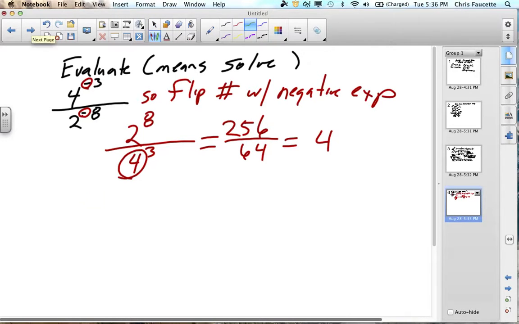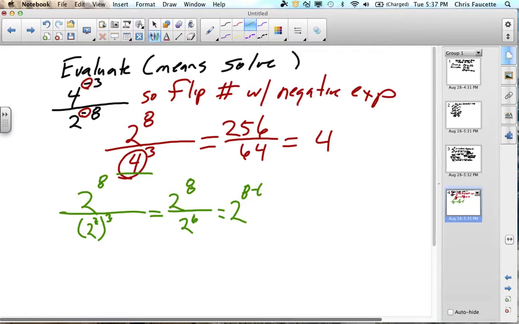Now, I don't care which way you do it. This sometimes can simplify your life. So I'm going to rewrite my 4, which is 2 squared, and that's cubed. We have an exponent law. Remember, when you raise it to the power, you just multiply these. So I'm going to end up with 2 to the 8th over 2 to the 6th. When you divide these numbers, you subtract the exponents, so that's 2 to the 8 minus 6, which is 2 squared, which is 4. And either way will get you the right answer. Okay.